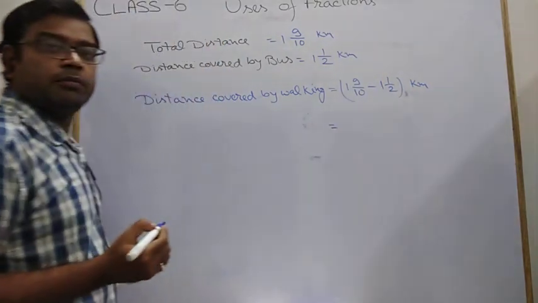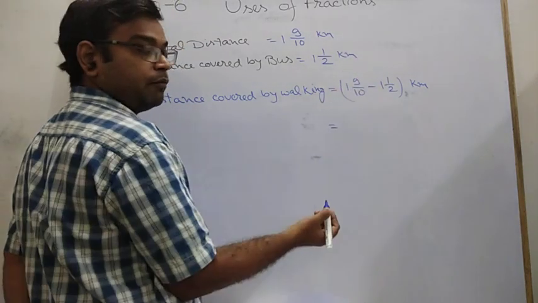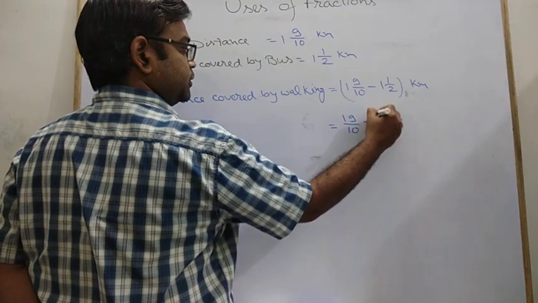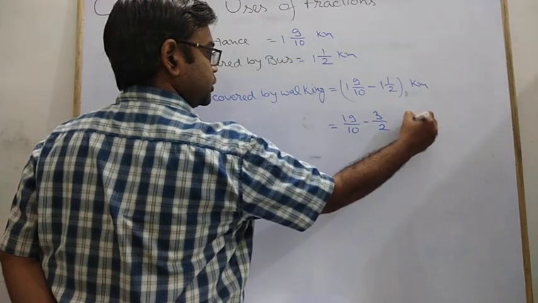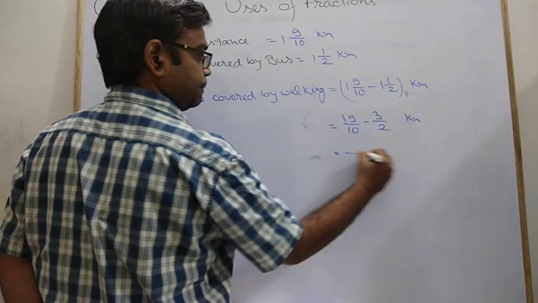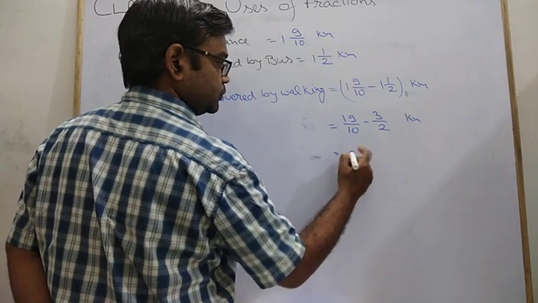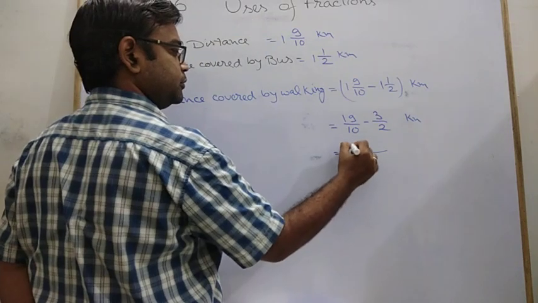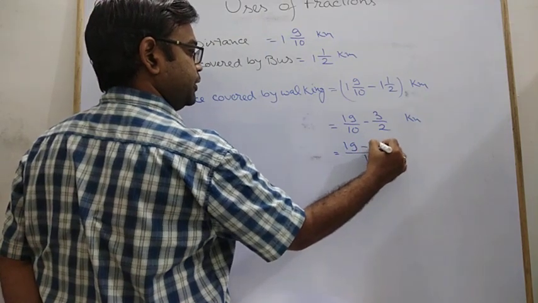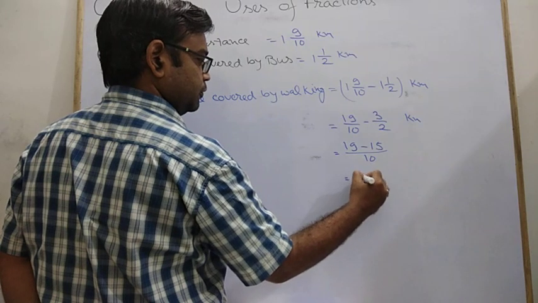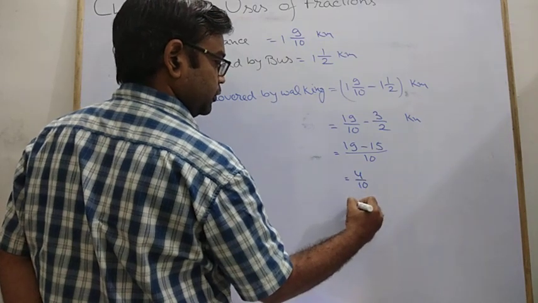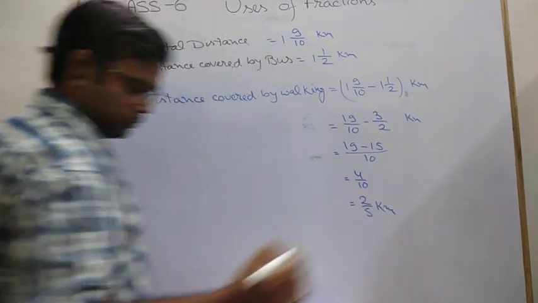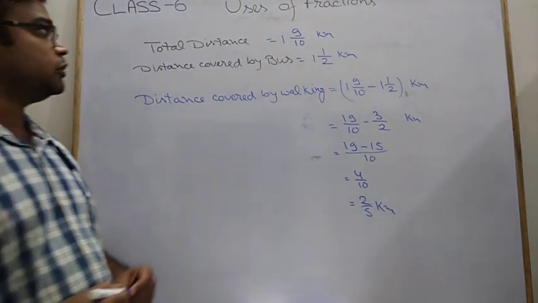We are going to try to solve this one. Convert this into improper fraction. It's 19 upon 10 minus 3 upon 2. It's in kilometer. Ten is your LCM. 19 minus 15 is 4 upon 10, or when you simplify, we have 2 upon 5 kilometer. This is your answer.